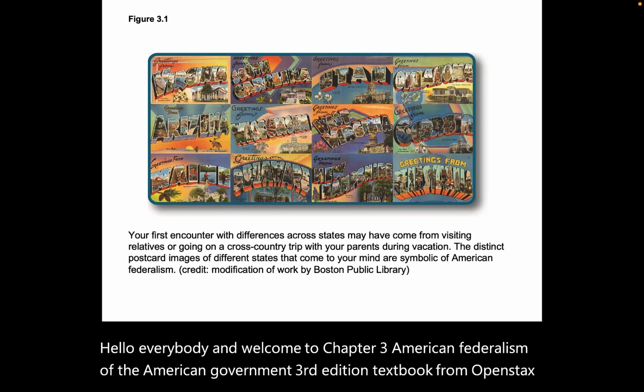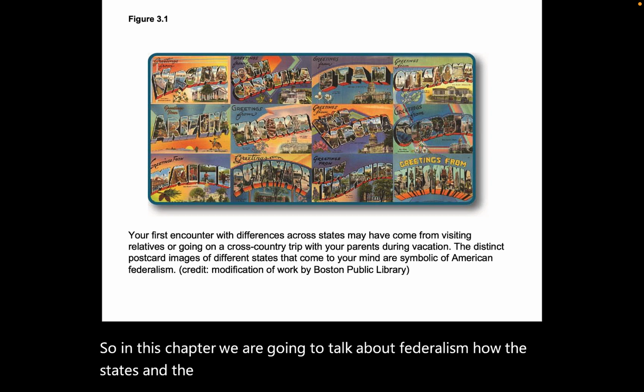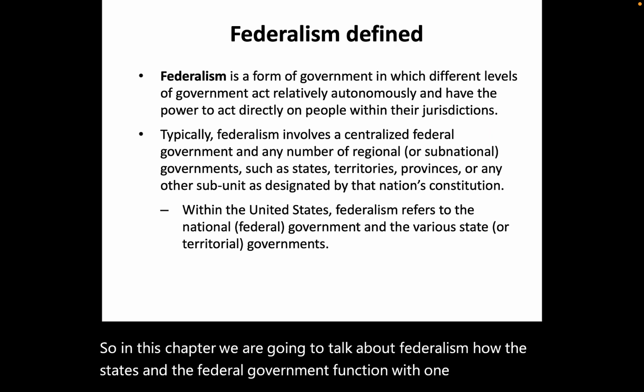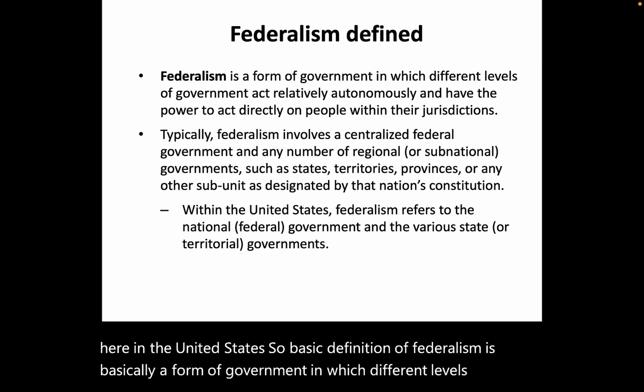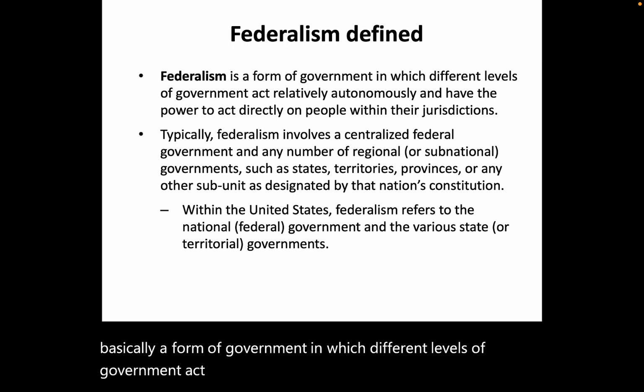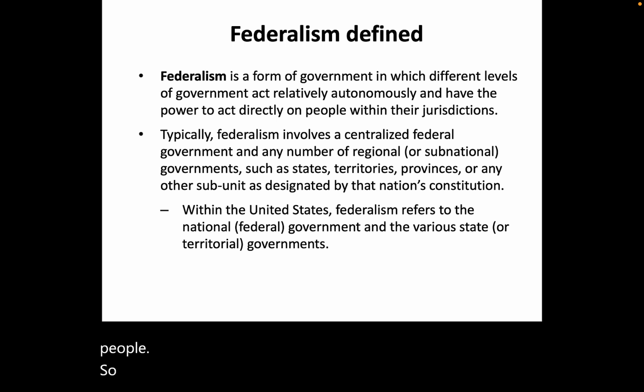So in this chapter, we are going to talk about federalism, how the states and the federal government function with one another here in the United States. So the basic definition of federalism is a form of government in which different levels of government act relatively autonomously but have power to act directly on people. Within federalism, we have a central government and a regional government that work hand in hand together.